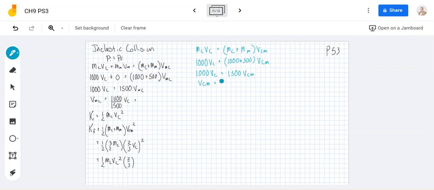So this time, it's not as pretty of a fraction here. So it's going to be 1,000 divided by 1,300. So in decimal form, 1,000 divided by 1,300, it's 0.77.